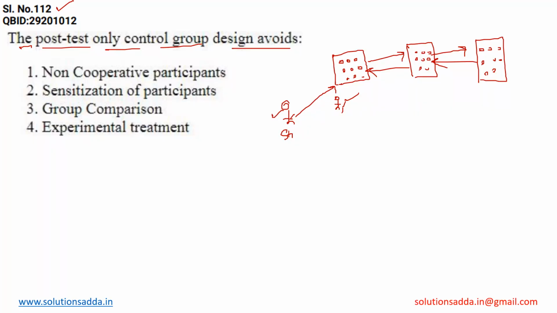So what we have to avoid is the sensitization of this participant, because that is what we are observing in the later stages of the research. This is a part of the research, and we should avoid the sensitization of this participant as well. So the correct option for this question will be option number 2.